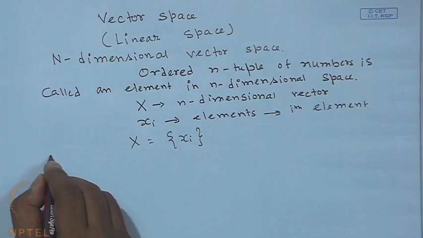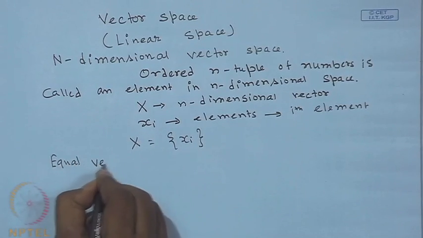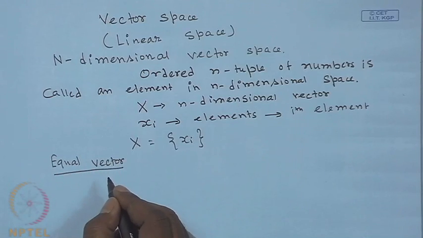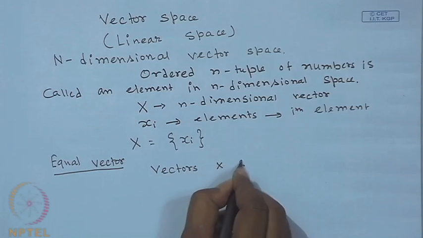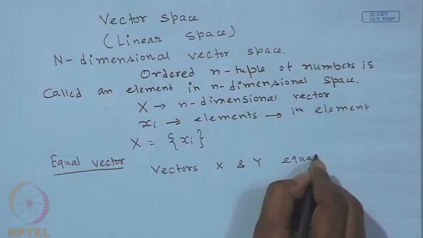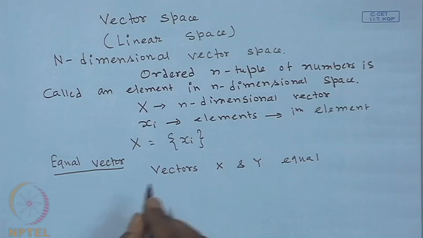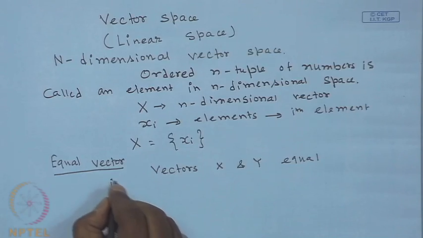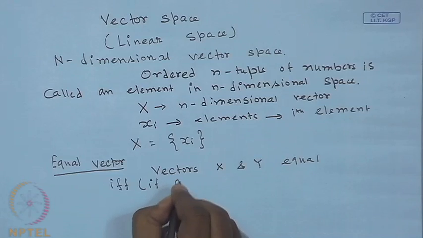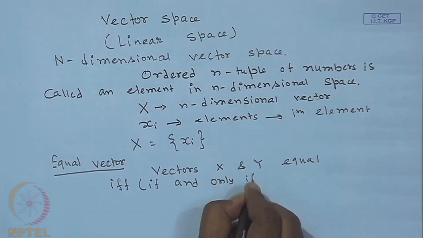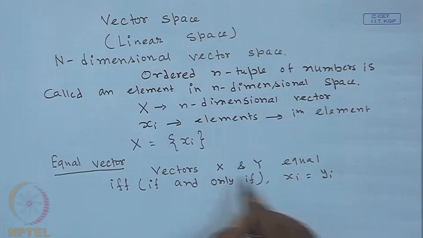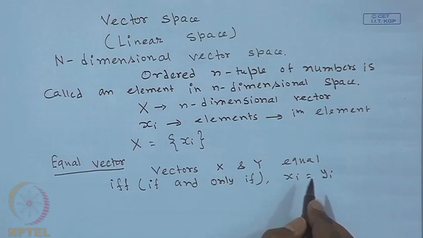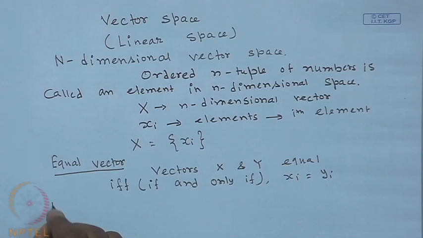Okay. So, next we talk about the definition of an equal vector. We call the two vectors x and y equal if and only if all the corresponding elements of these two vectors are identical. So, the notation IFF means if and only if xi is equal to yi. That means the ith element of the vector x and the ith element of the vector y are identical and equal.